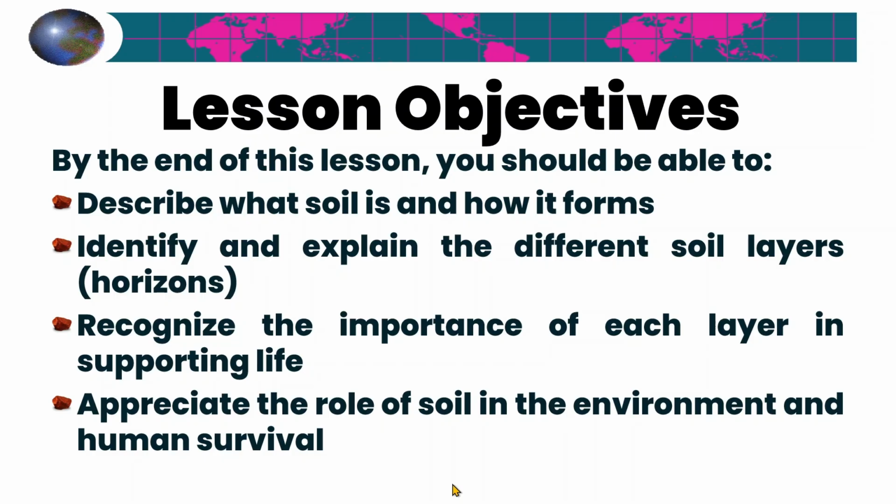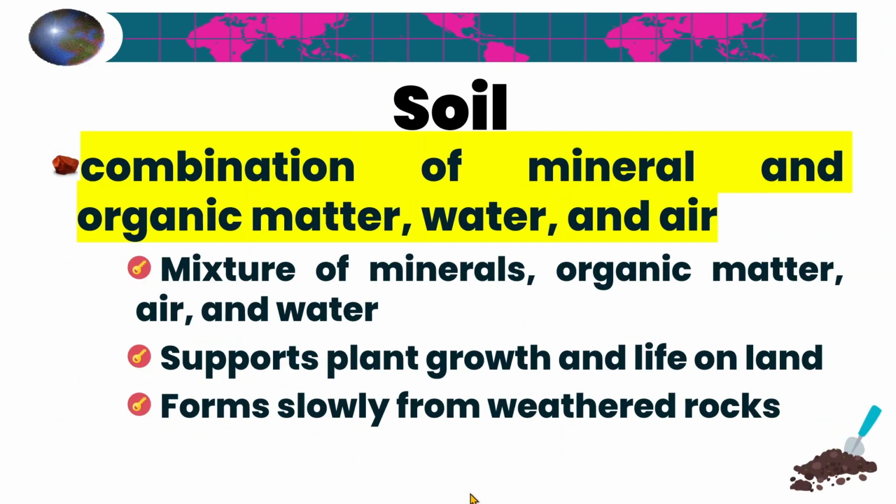Now that we know that we're talking about something more than just dirt, let's start by understanding what soil really is, where it comes from, what it's made of, and why it's important to life on Earth. So, what is soil? Soil isn't just dirt, it's a living system that supports plants, animals, and humans. It forms over thousands of years through rock weathering and the action of organisms. It is a combination of mineral, organic matter, water, and air.